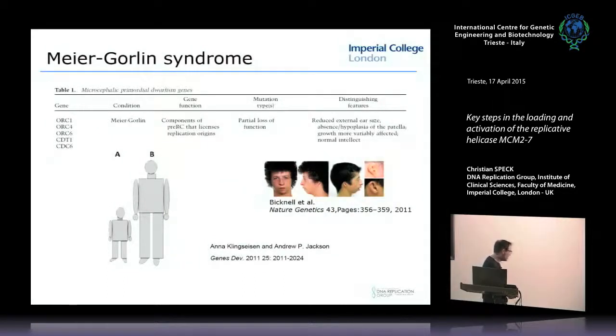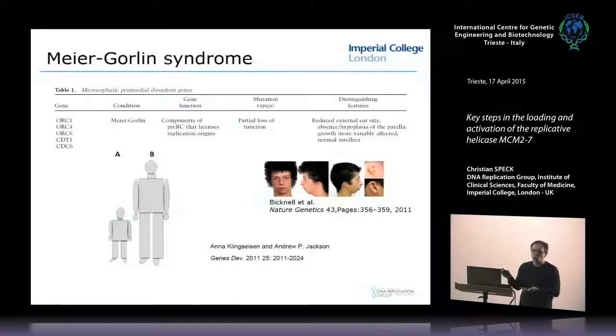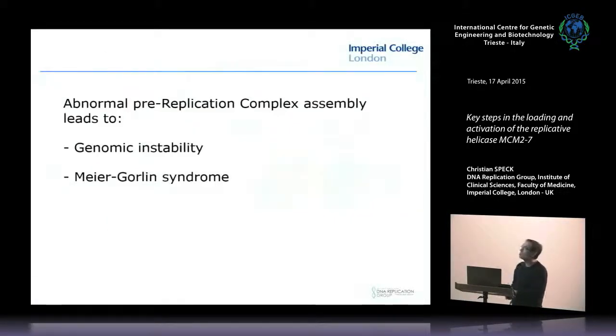In a very unexpected twist, a few years ago, the Andrew Jackson lab reported that mutations in those helicase loading factor genes are the origin of a disease, Meier-Gorlin syndrome, which is a rare disease, and it causes primordial dwarfism. I think this indicates clearly that those proteins are not only involved in DNA replication, but probably also in developmental processes, and actually the origin recognition complex is also known to be involved in gene silencing, and there I can see a connection. But it's a very interesting observation. It's still not completely understood, obviously. So abnormal pre-RC formation leads to genomic instability and can lead to Meier-Gorlin syndrome.